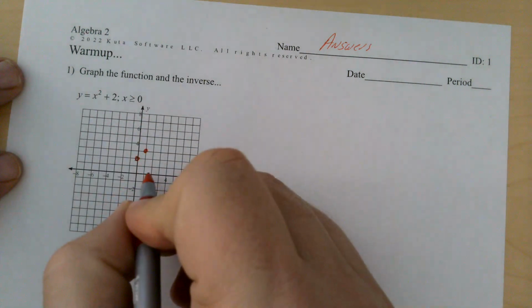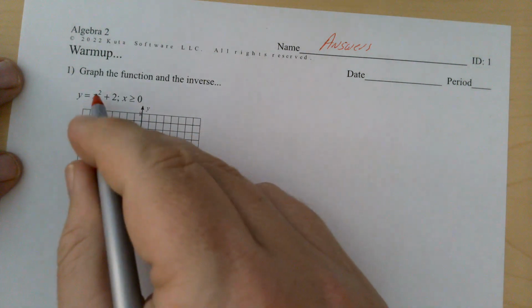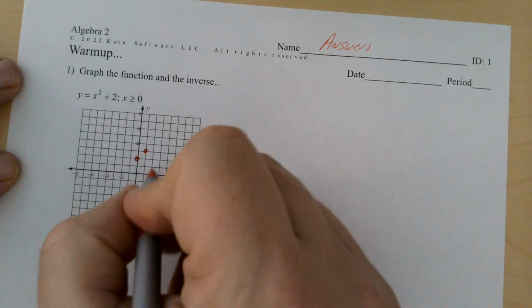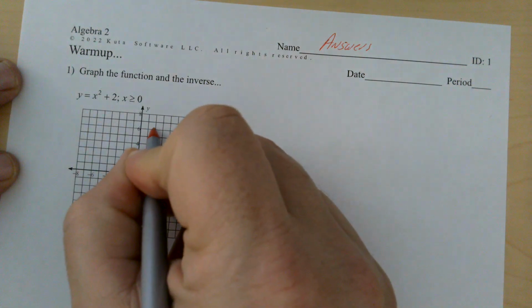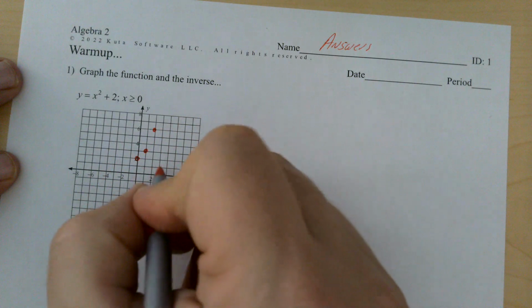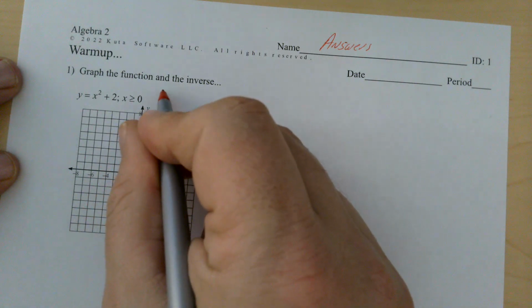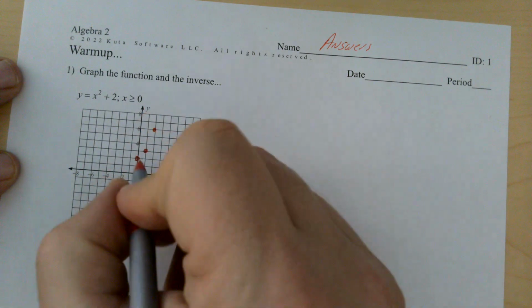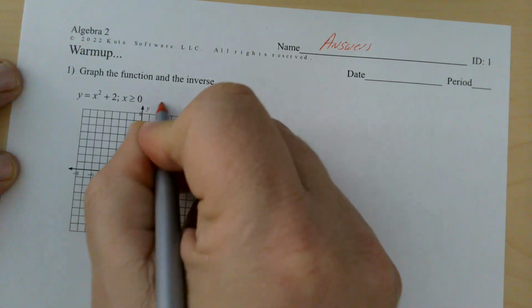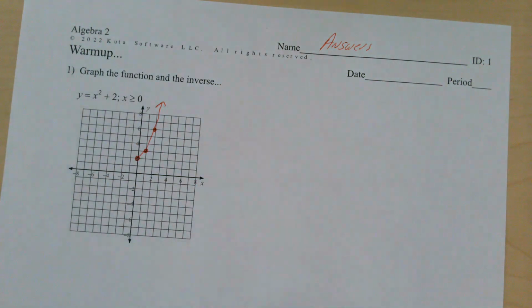If you plug in a 2, you're going to get 2 squared, which is 4. 4 plus 2 is 6. And I really don't have room, but if I would plug in a 3, I would be off my graph up here at 11. Okay, so you can just draw half a U. Okay, that is the original function.